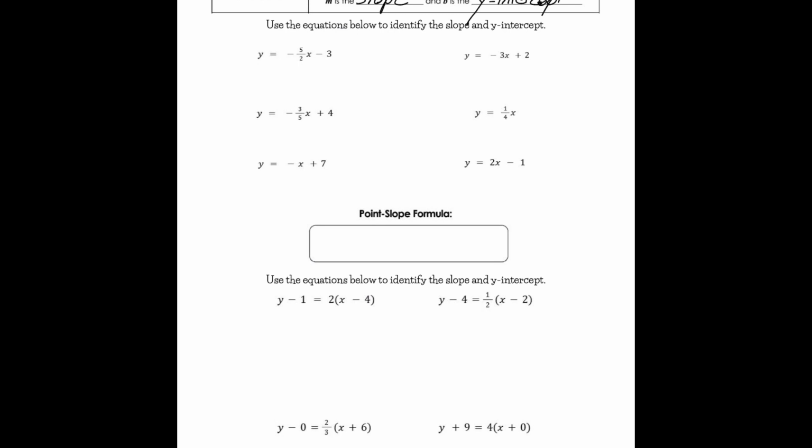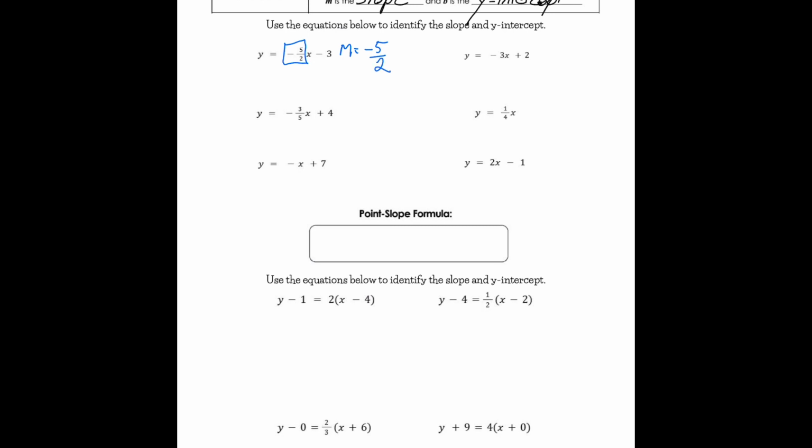Our first equation says y equals negative 5 over 2x minus 3. Slope-intercept form is y equals mx plus b. M equals the slope. M comes in front of the x. What number on this equation right here comes in front of the x? We have a negative 5 over 2 in front of the x. So that's going to be our slope. M equals negative 5 over 2.